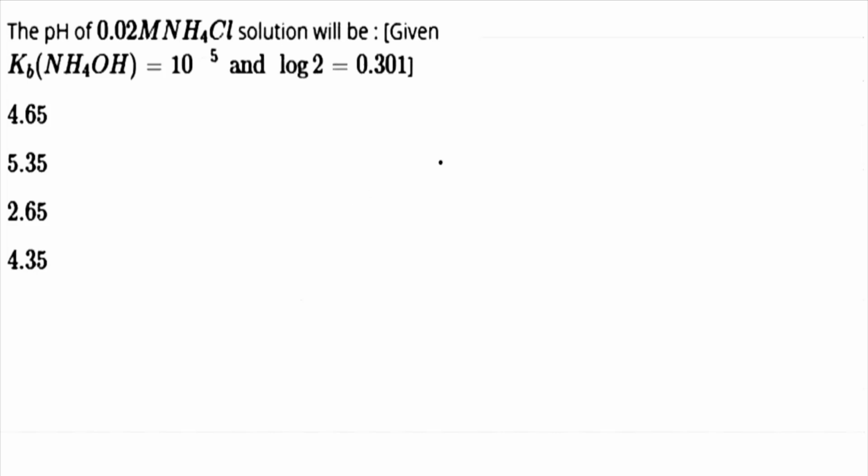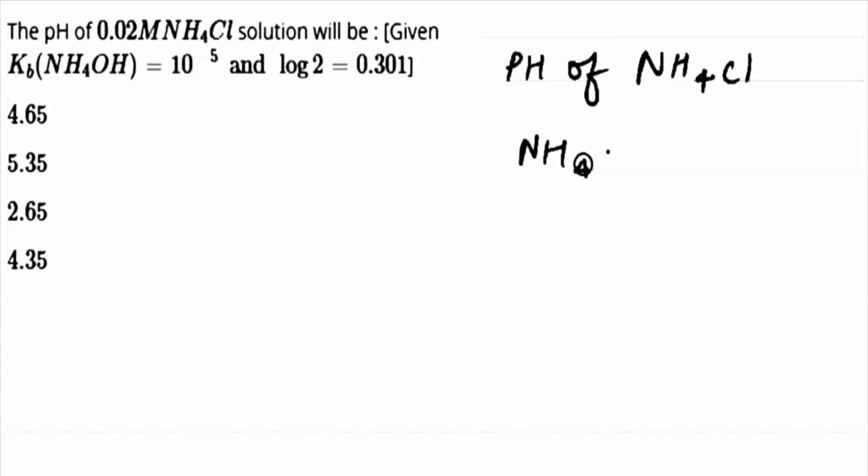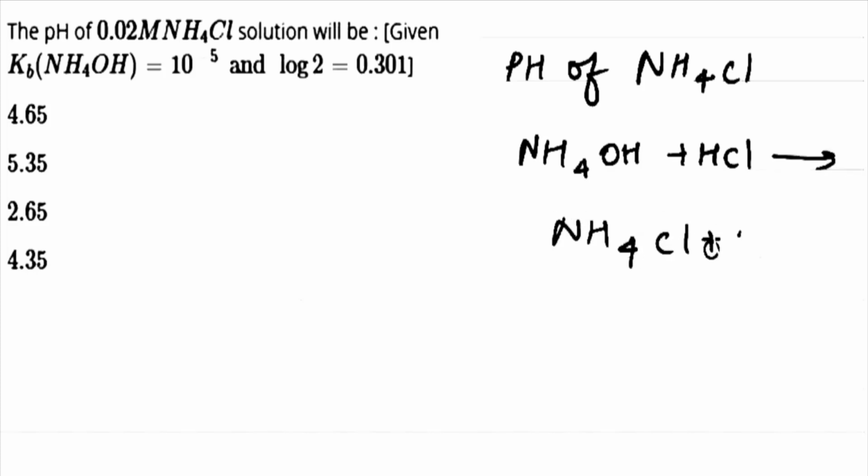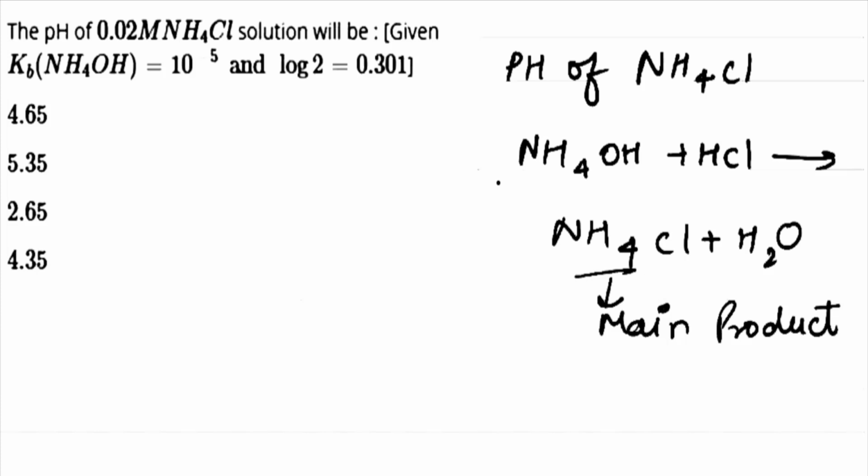So we have to find out the pH of NH4Cl, which has been made like this: NH4OH plus HCl further makes NH4Cl plus H2O. So this was the previous reaction by which it has been made. It is the main product, so we don't need to do much more. We just need to find out the pH value.